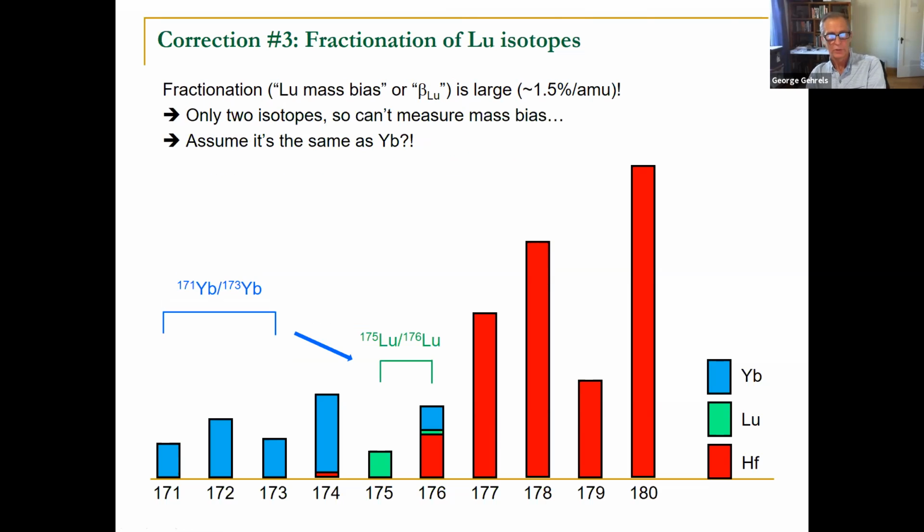Here's our third correction, and this is kind of a tough one. What we want to do is the mass bias correction for lutetium, but unfortunately there's only two isotopes of lutetium, 175, 176. It would be nice if we had a third one so we could independently measure that mass bias correction. We can't do that, so we just assume that it's the same as ytterbium, 1.5% per mass unit. We're going to apply that same correction to lutetium, but it usually turns out okay because there's so little lutetium here that whether we use the exactly right beta value for lutetium is not so critical. Good news for that.